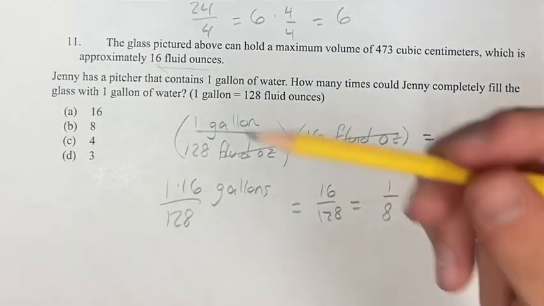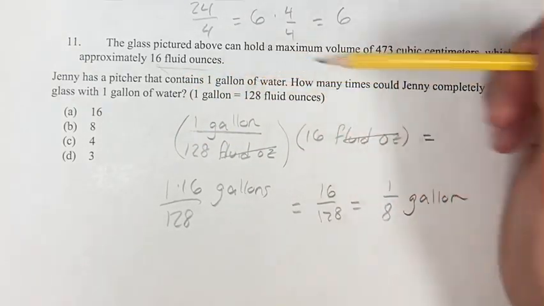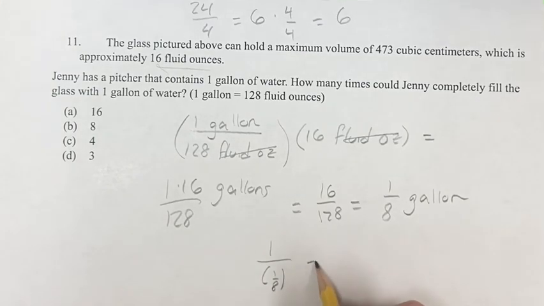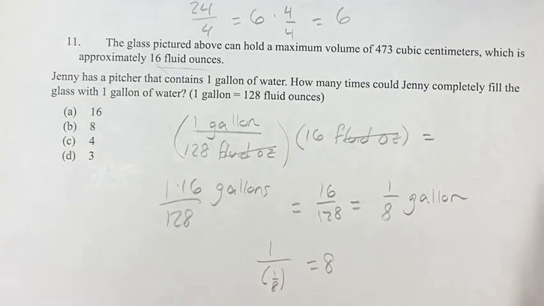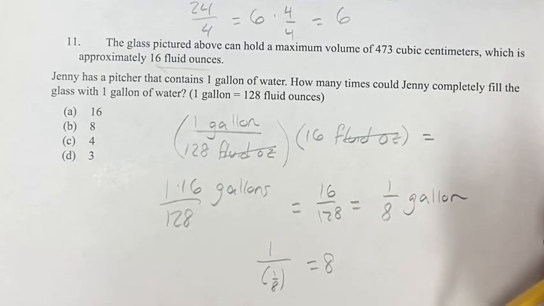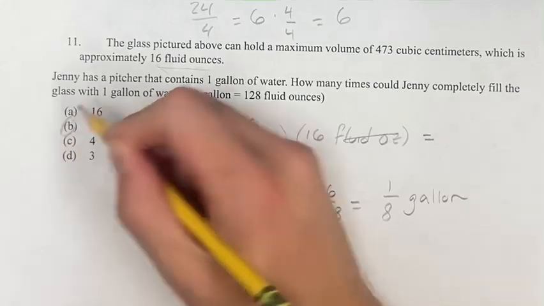So if we have a pitcher that contains 1 gallon of water, how many times could we fill this up? Well, that would be 1 divided by 1 over 8, which is 8, which makes sense. If you have 1/8 of a gallon, you can do it 8 times and that'll get you to a gallon. So 8, or B, is going to be your final answer.